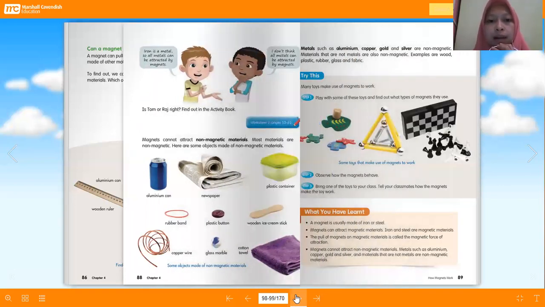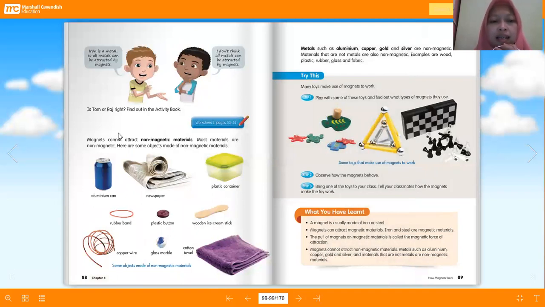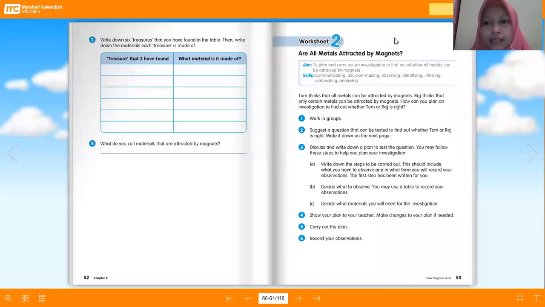Let's continue about the materials that magnets cannot attract, ya, tidak bisa ditarik oleh magnet. We call these non-magnetic materials, atau bahan bukan magnet, ya, atau benda yang tidak dapat ditarik oleh magnet. Most materials are non-magnetic, and here are some objects made of non-magnetic materials. I will open our worksheet. Yeah, you can take your worksheet.